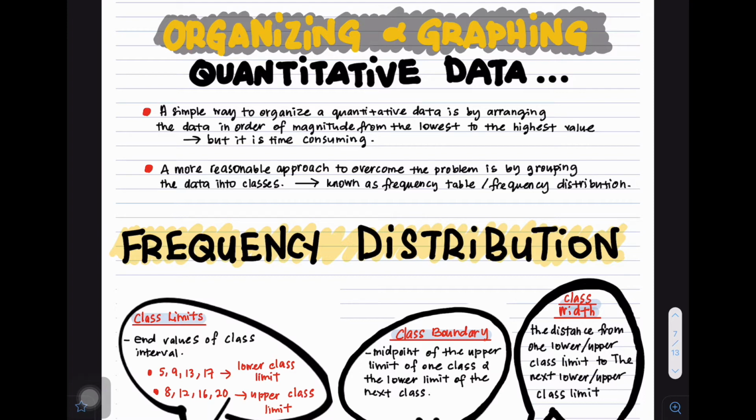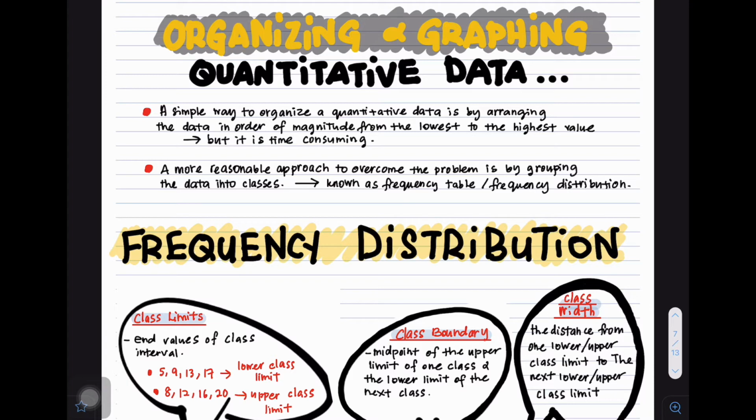If before this we have learned about organizing and graphing the qualitative data or ungrouped data. So hari ni kita akan continue with organizing and graphing the quantitative data, ataupun quantitative data is a group data. Okay, so a simple way to organize the quantitative data is by arranging the data in order of magnitude from the lowest to the highest value, but this is time consuming.